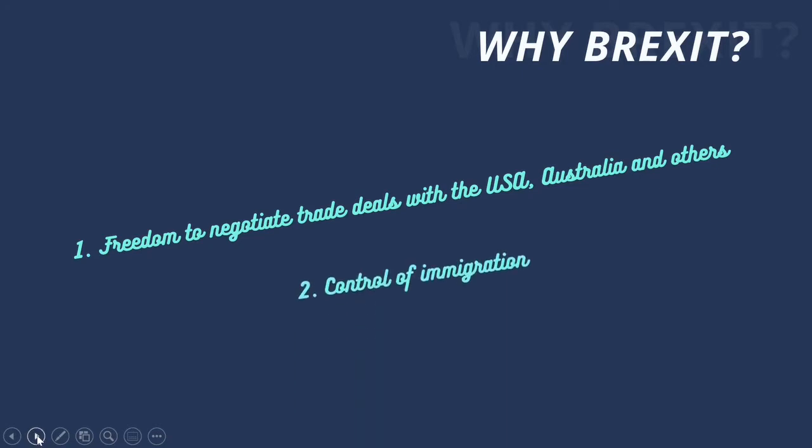Another reason for Brexit is control of immigration. In fact, in the European Union, countries find it difficult to control their borders because the people can move freely, above all inside the Schengen area, but in general within the EU. So immigration was difficult to control.